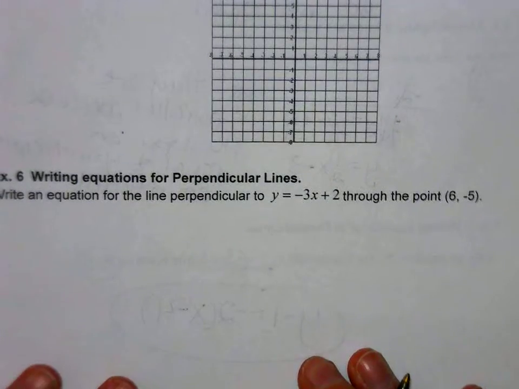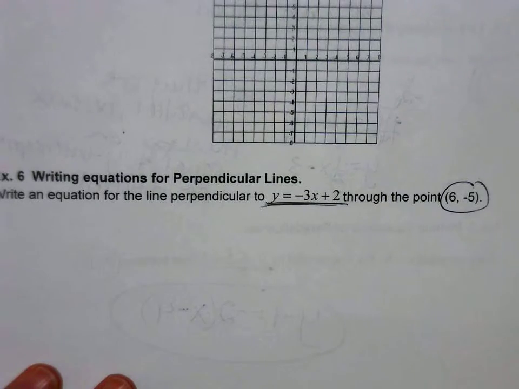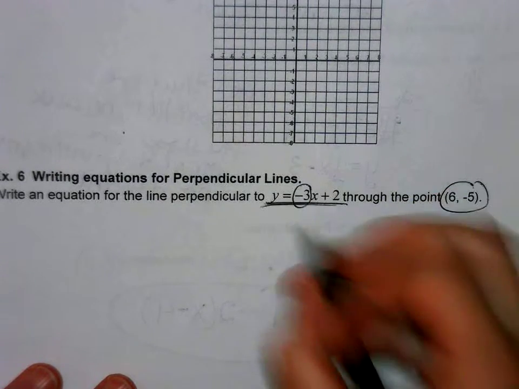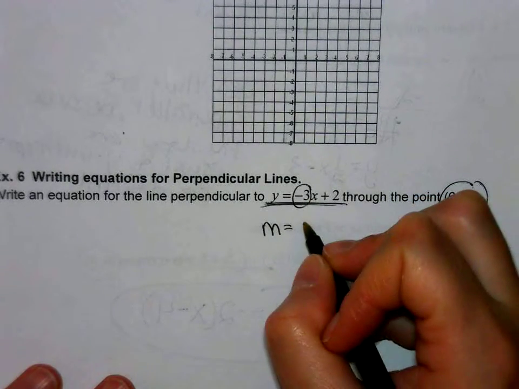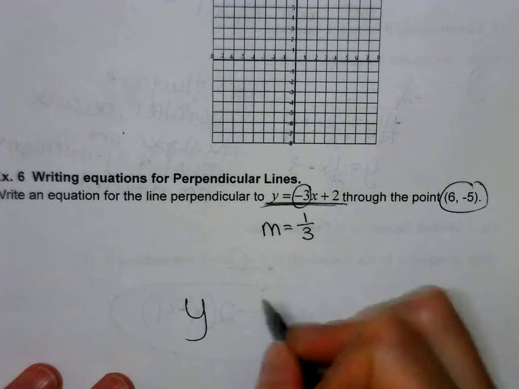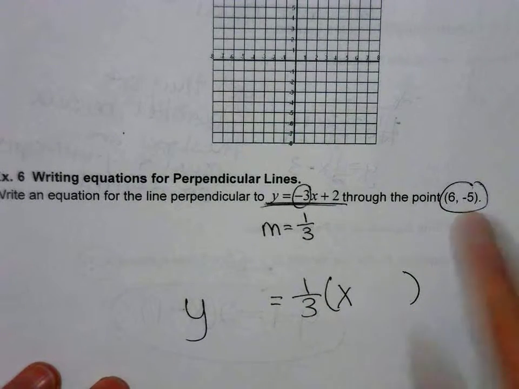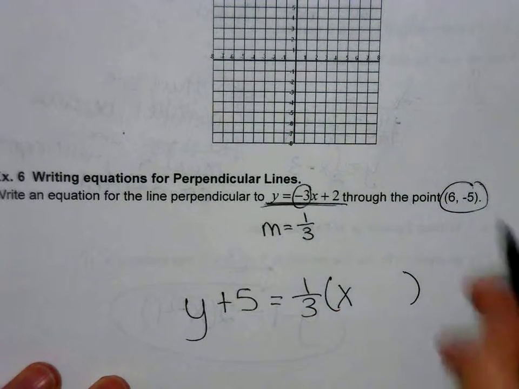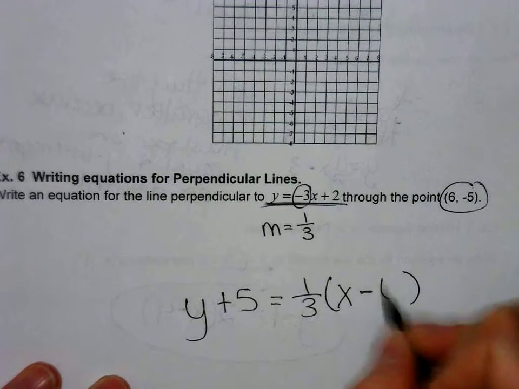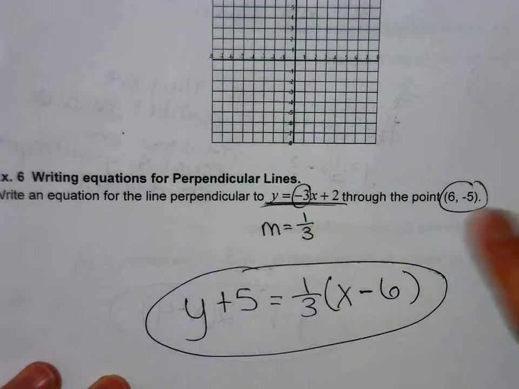Let's skip over example 5 and just go straight to example 6. We need to write a new equation that is perpendicular to this line and through this point. Right now our slope is negative 3, so a perpendicular slope has to be positive, and the reciprocal would make it 1/3. So we want an equation with a slope of 1/3 through this point. Y is negative 5, so we want to add 5. X is positive 6, so we want to subtract 6. So this is our new equation, perpendicular to this line through that point.